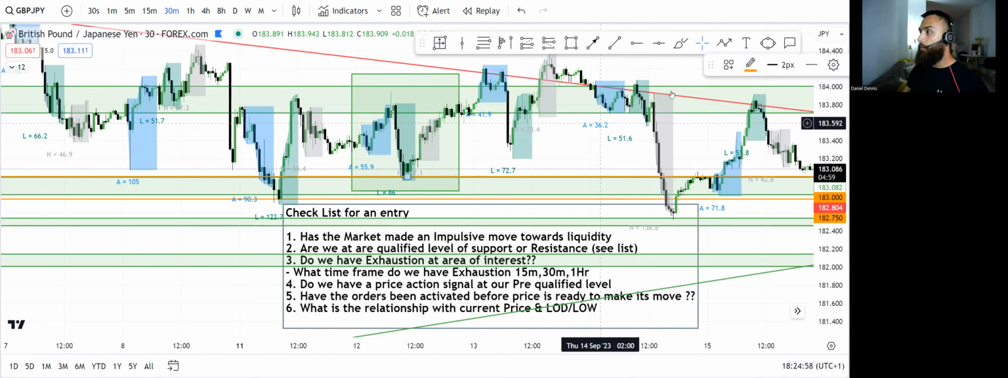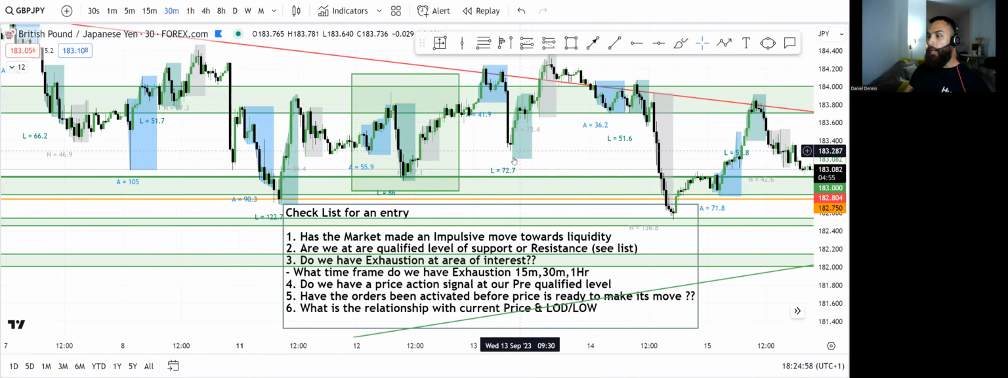My whole numbers I do in green. So we have literally two confluences. Liquidity is here. This area has liquidity in it, that 183 and this level. They both have liquidity.